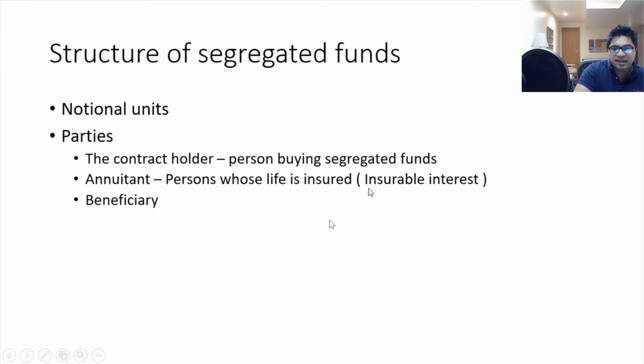So there should be an insurable interest between the annuitant and the contract holder. I cannot buy insurance on some third XYZ person that I don't know and name him as an annuitant, because there won't be any insurable interest.